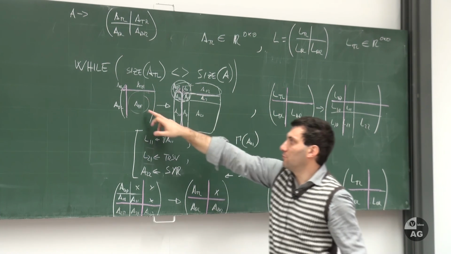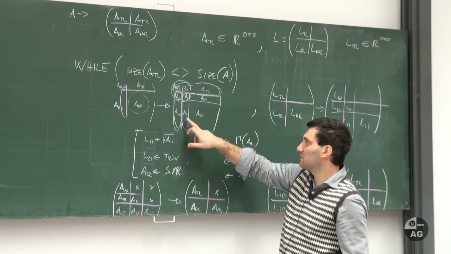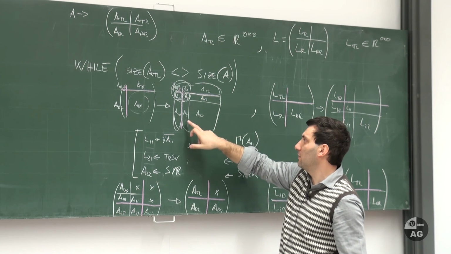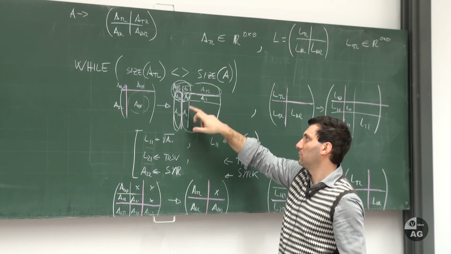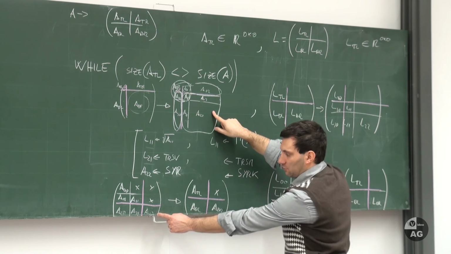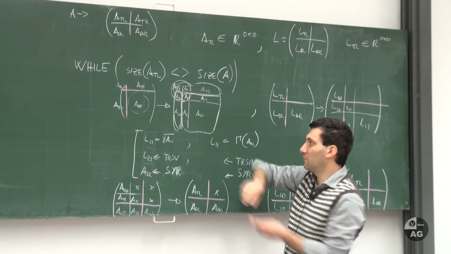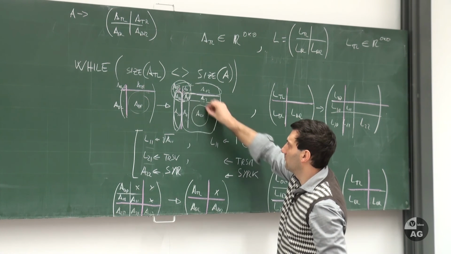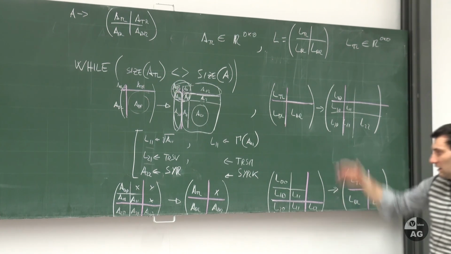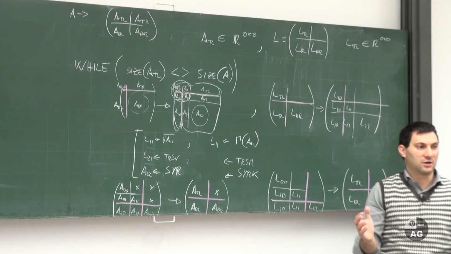A bottom right, which was these 4 entries, has lost A11, A21, and A12. A bottom right has lost them, and you see that A22 now becomes A bottom right. So now we call A bottom right only this object here. In the end, A top left has grown, A bottom left has grown, A bottom right has shrunk.